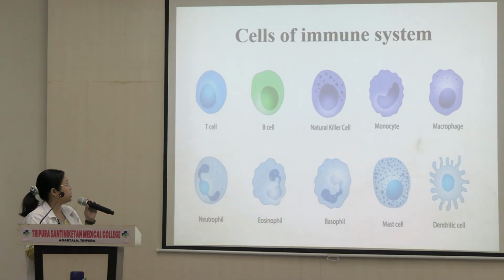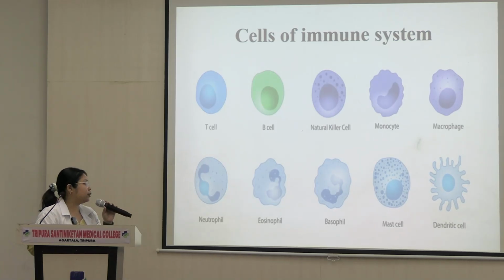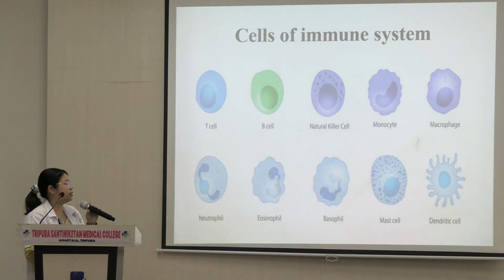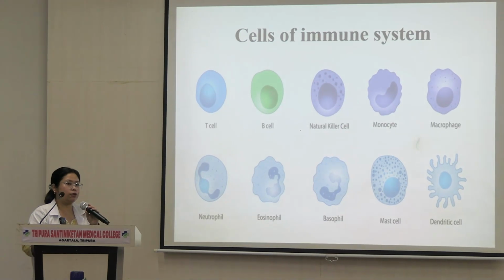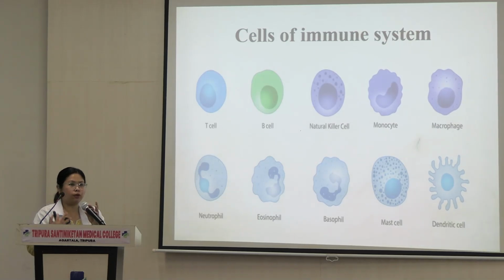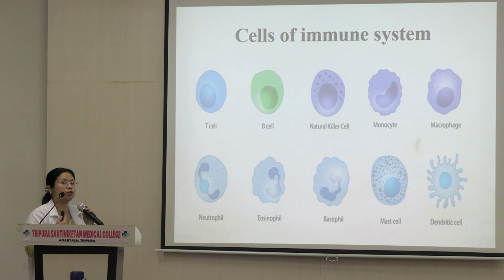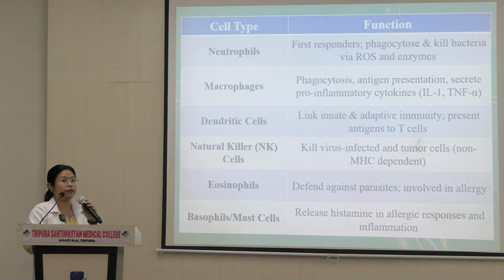We were talking about T cells, B cells, natural killer cells, monocytes, macrophages, neutrophils, eosinophils, basophils, mast cells, and dendritic cells. Mast cells are also responsible for the immune system. They break down, they cause their own lysis, they die, and they release a lot of granules that cause a reaction to kill the microorganism. These are some of their functions.